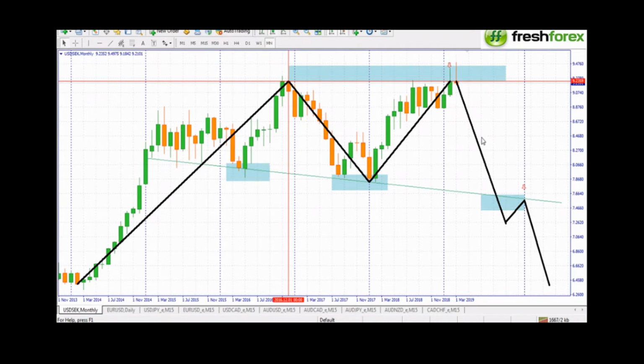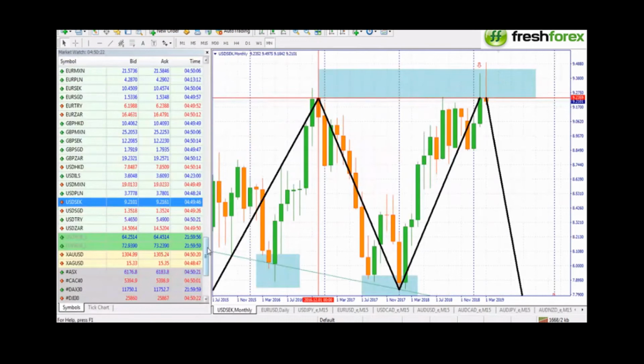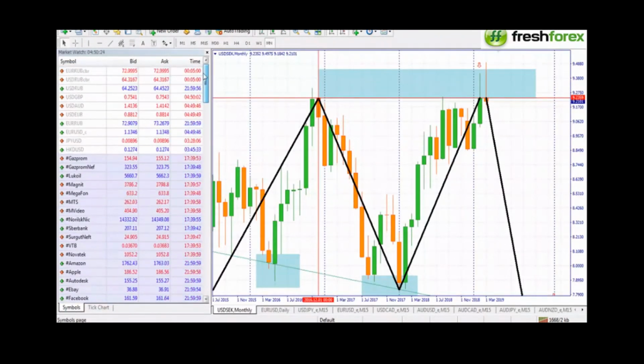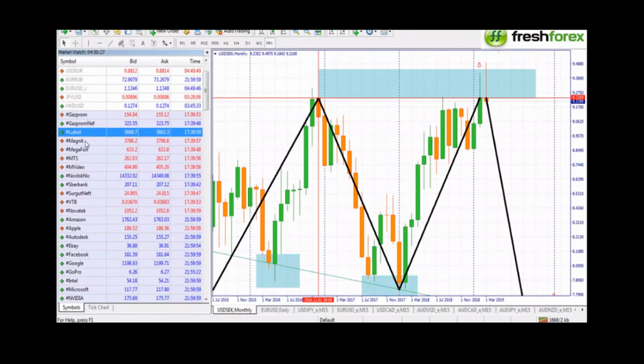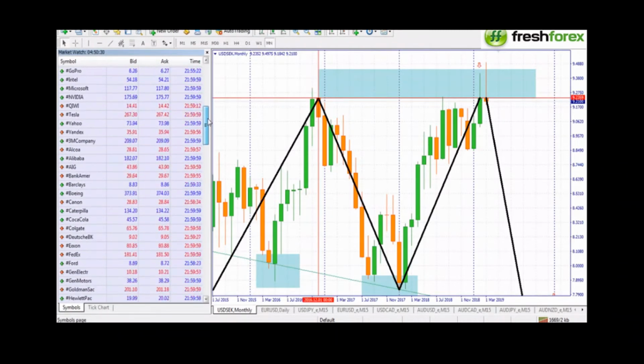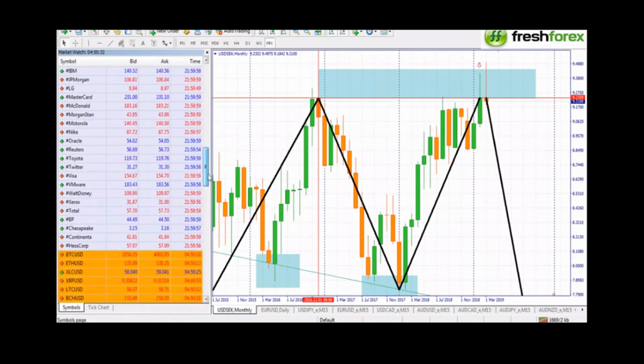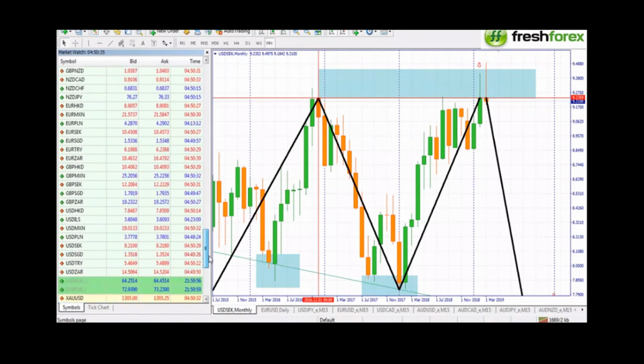Don't force any trade. If you can't find a trade on any chart, just leave it. There is no harm. After all, there are a lot of charts here where you can still look for the same trade. All these are possible symbols that you can trade. You could trade any of them.